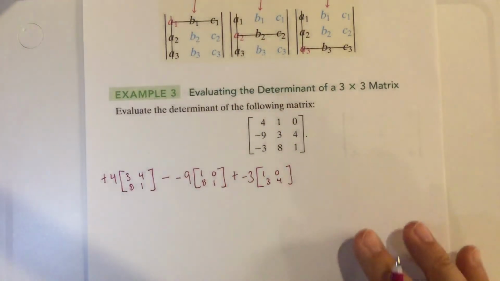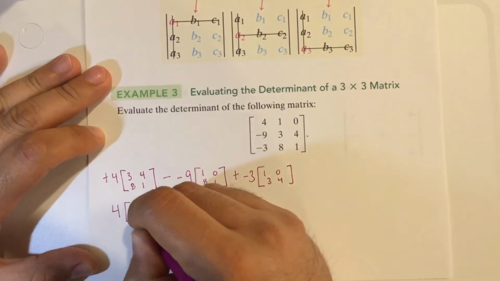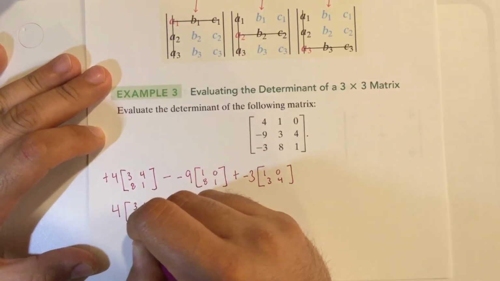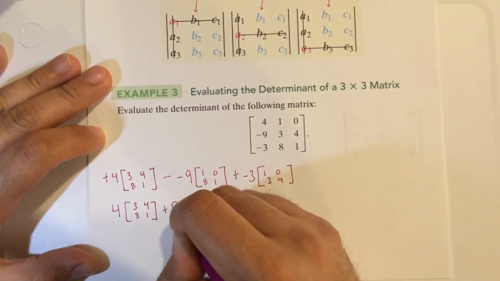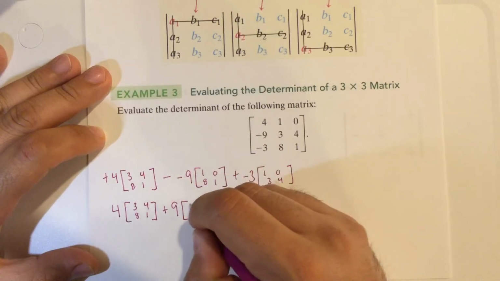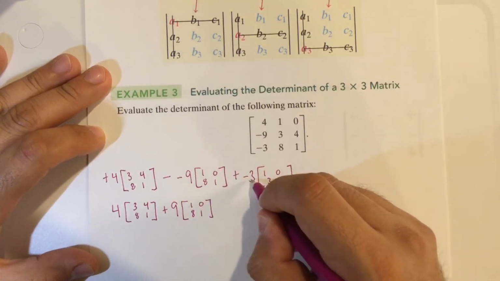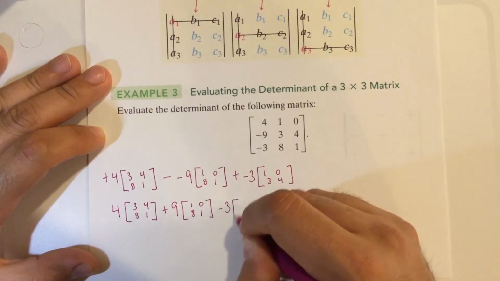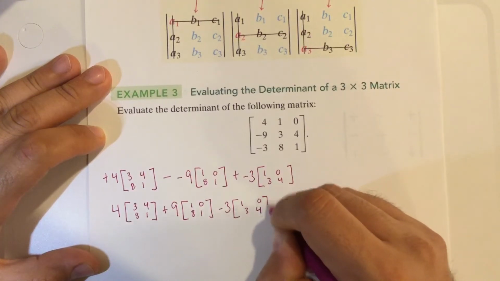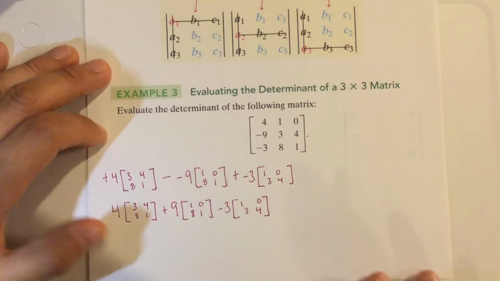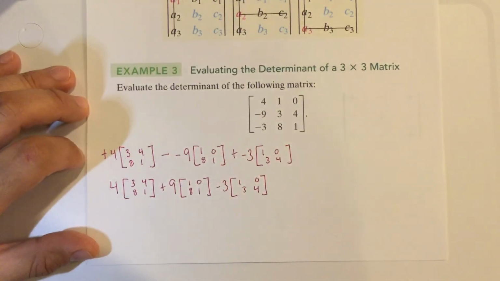All right, before I go any further, I'm going to just simplify this. This is a positive 4 with this 2 by 2 matrix, 3, 4, 8, 1. Negative and negative becomes positive: 1, 0, 8, 1. And a positive times a negative 3 is negative 3: 1, 0, 3, 4. Now, you should recall how to find the determinant of a 2 by 2 matrix. Review your notes if you need to.